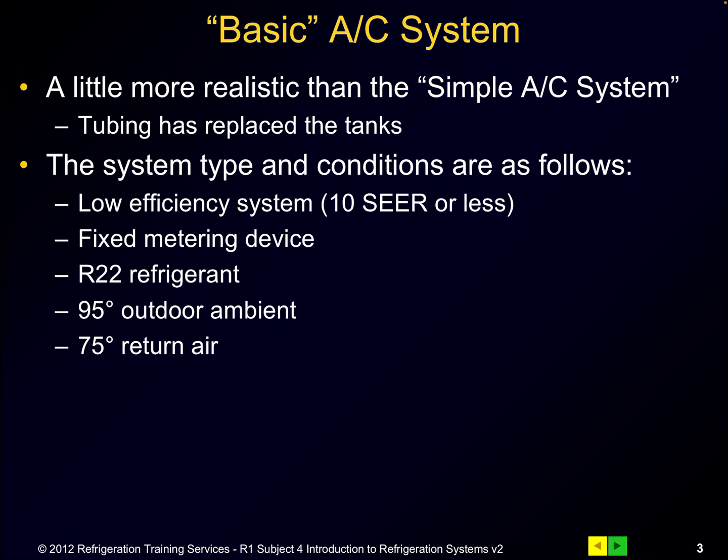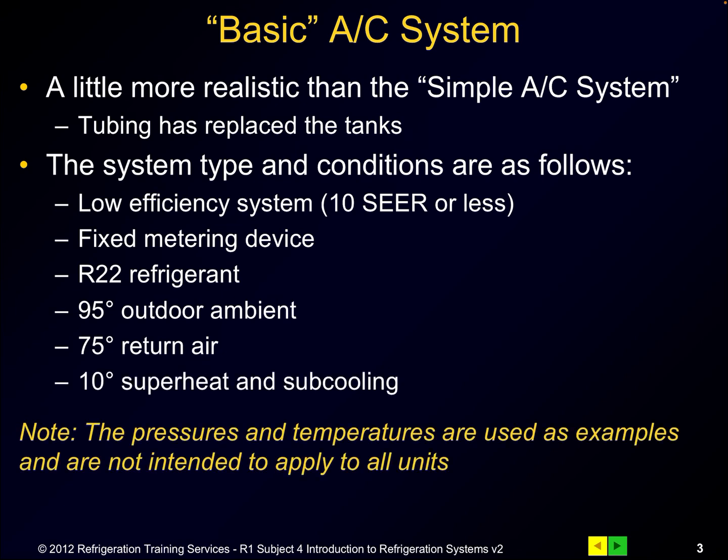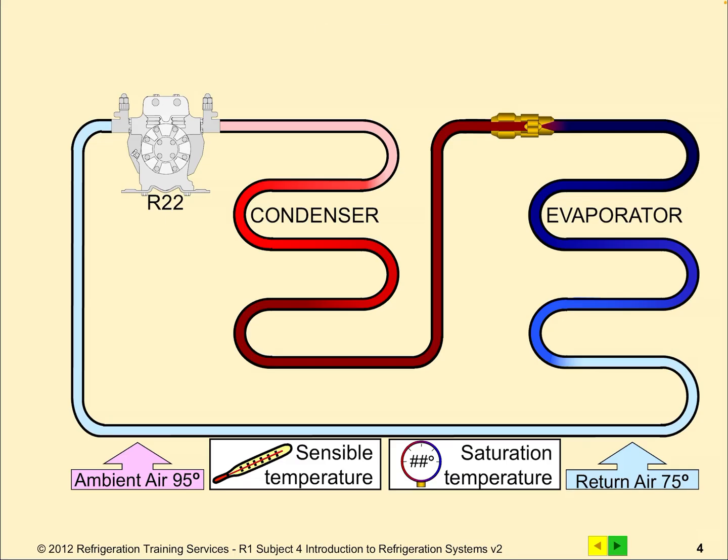And what we're going to do is just show a typical, let's call it a lower efficiency system of 10 SEER. SEER is a rating system that we use for identifying efficiencies of air conditioning and refrigeration systems. And we're going to be using a fixed metering device with refrigerant 22, and we're going to look at a 95 degree outside condition with 75 degree indoors is the way we'll set that up. So, all right. So here's another case.